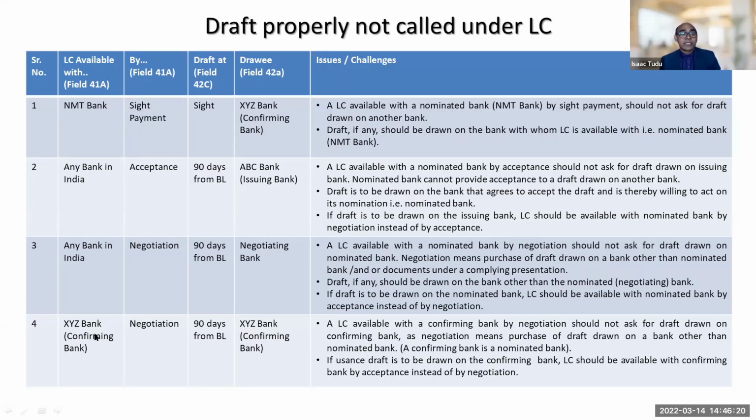LC available with XYZ bank, that is the confirming bank, available by negotiation. Draft has been asked, 90 days from bill of lading. Drawee is XYZ confirming bank. What is the challenge? What are the difficulties in this case? Let us discuss. An LC available with a confirming bank by negotiation should not ask for the draft to be drawn on the confirming bank, because that will be the scenario when the LC is available by acceptance. In case the LC is available by negotiation, the draft is to be drawn on a bank other than the nominated bank.